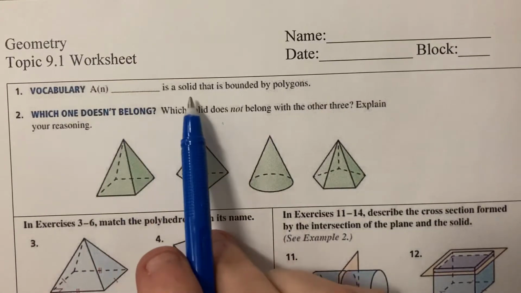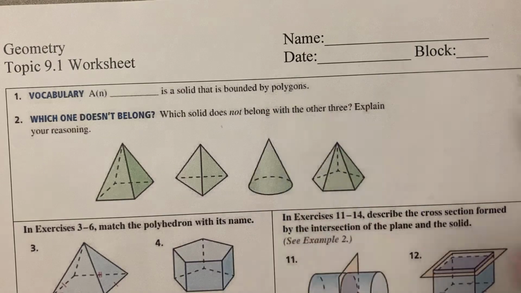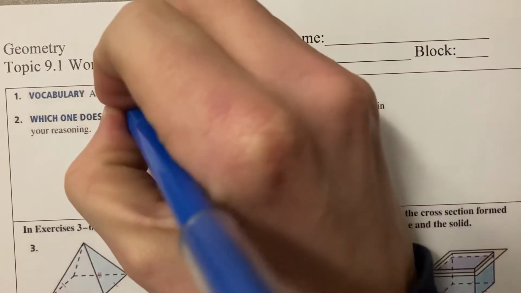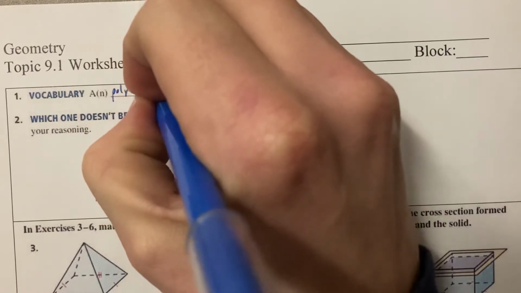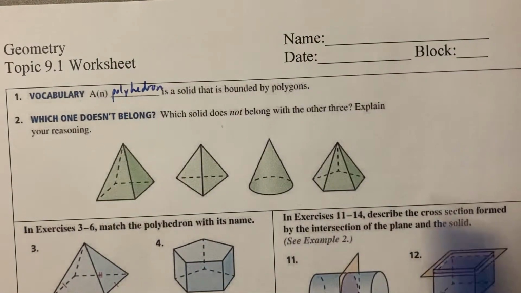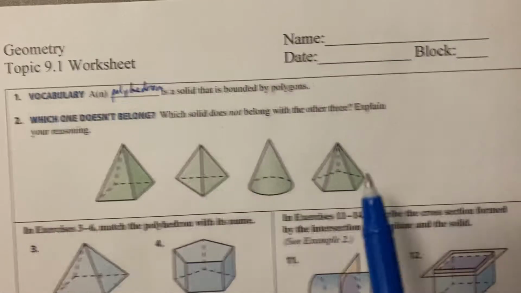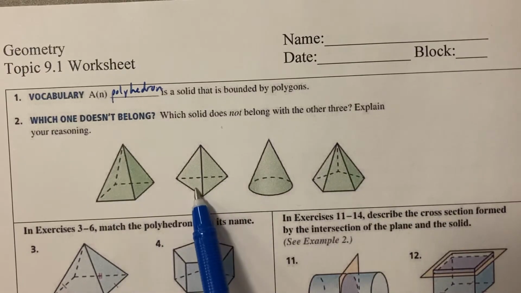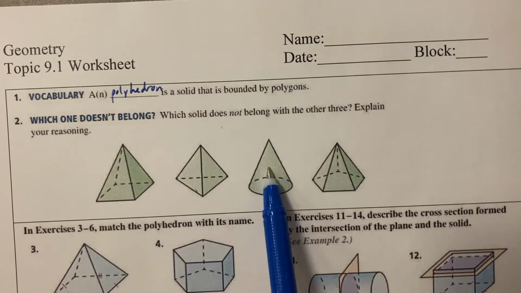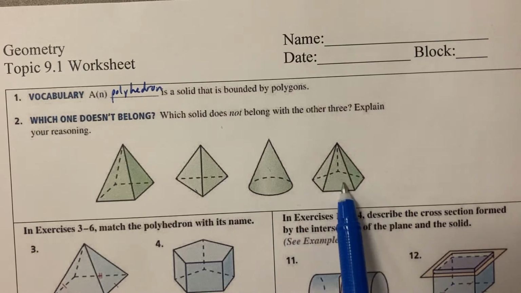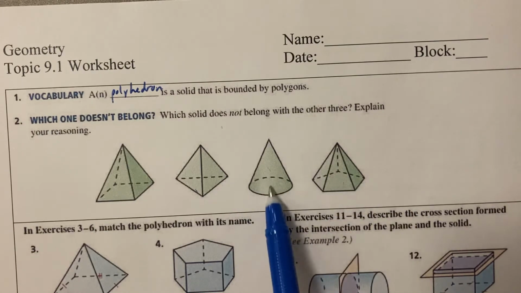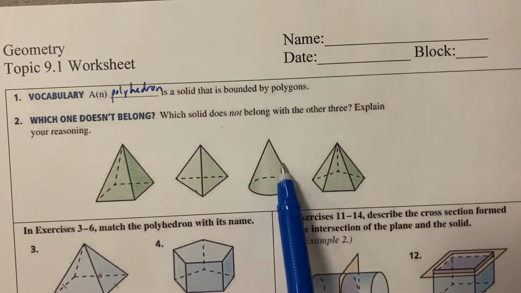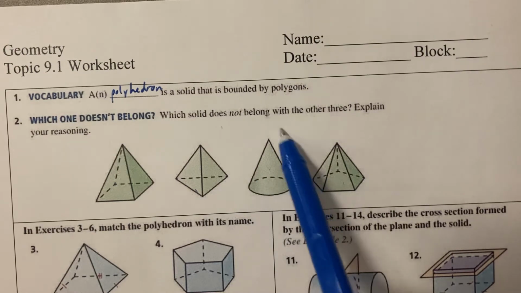A solid that is bounded by polygons, technically, is called a polyhedron. All right, which does not belong? Well, this is a pyramid. This is a pyramid. This is a circular pyramid. And this is a pyramid. The difference is this is technically not called a polyhedron because it's got curved stuff. So this is the one that was wrong.